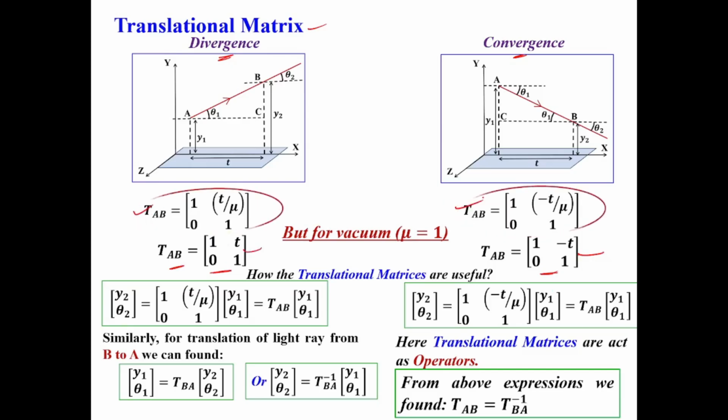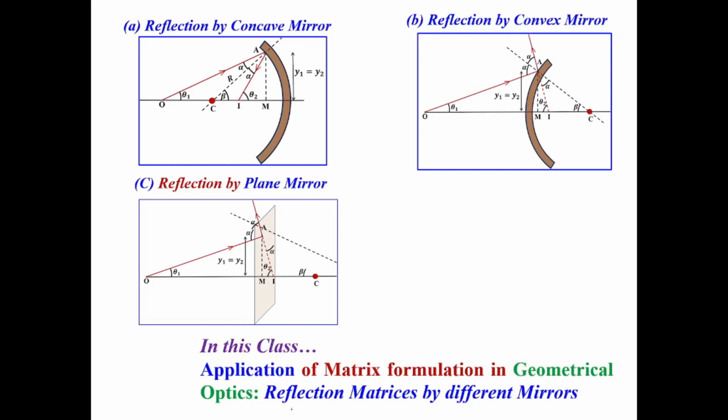If we consider any medium, then it will be T by mu, and here minus T by mu. In this class, we are going to discuss reflection matrices by different mirrors. First, we are going to discuss the reflection matrix for a concave mirror, then convex, then for a plane mirror.